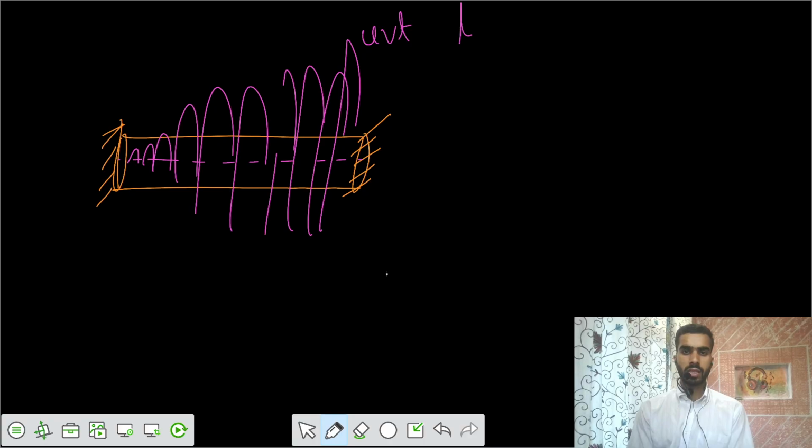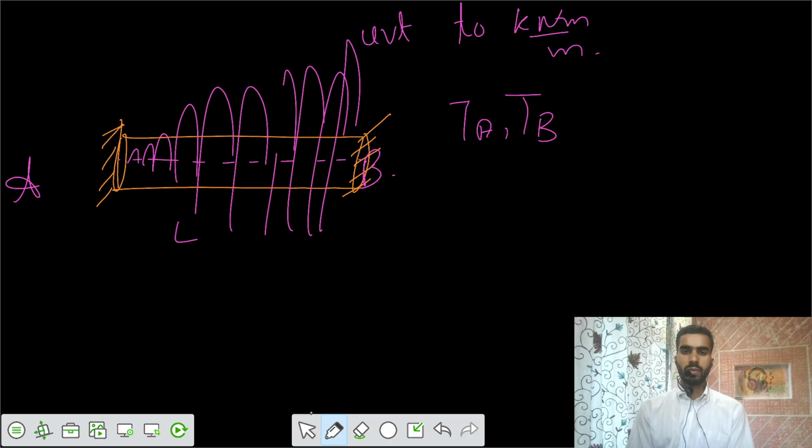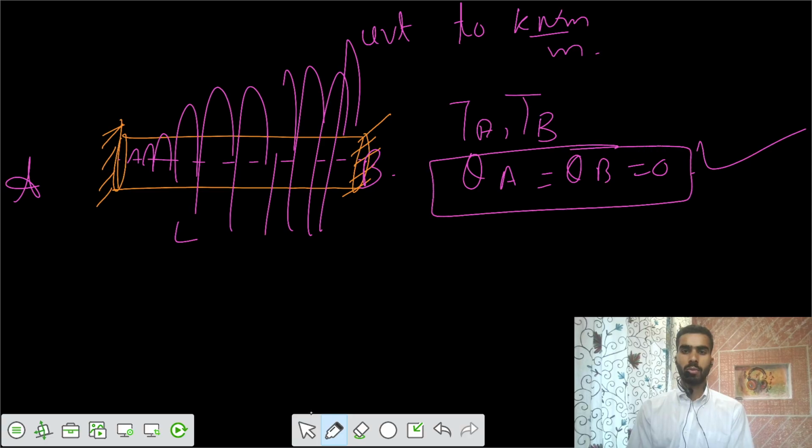Maximum intensity is T naught kilonewton meter per meter. The length is L. This is A and this is B. You need to get what is the torque developed at A and at B. Based on the condition, theta at A equals theta at B, which is 0. So we have these boundary conditions now: theta A and theta B are 0.